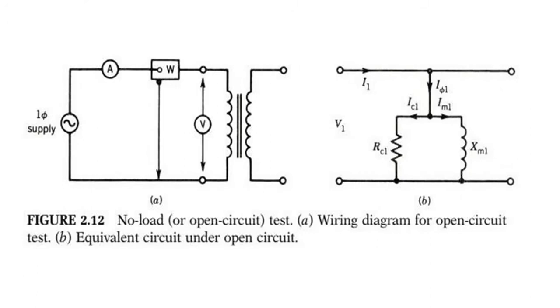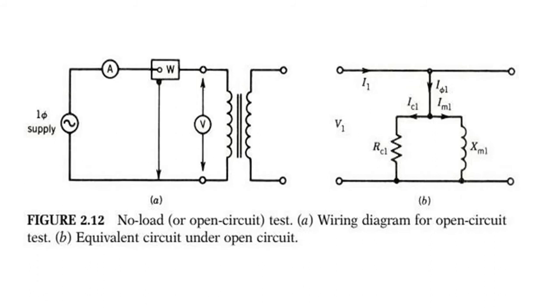The diagram will be represented for the open circuit test. From the input single phase supply, an ammeter, wattmeter, and primary side voltmeter are connected. Then the secondary side will be open circuit.